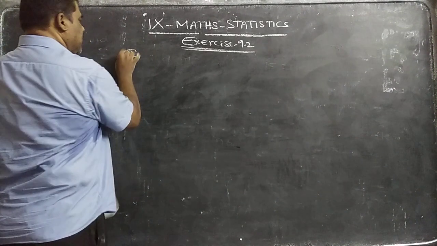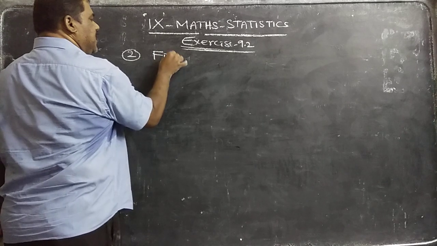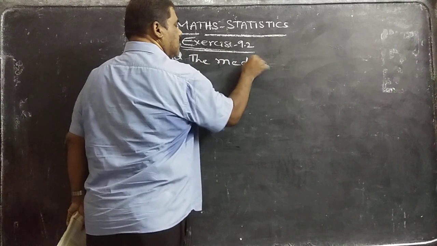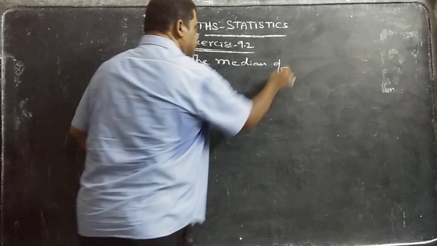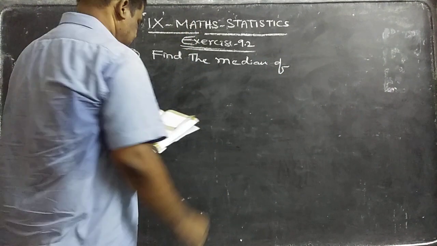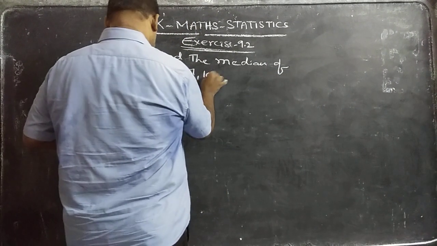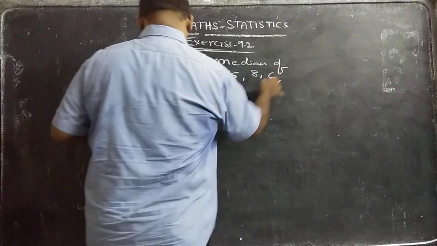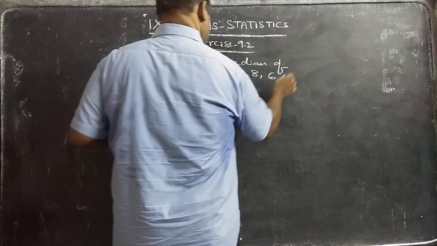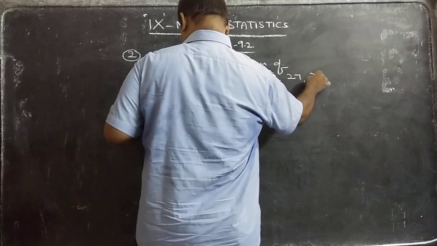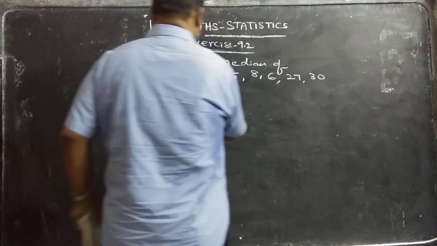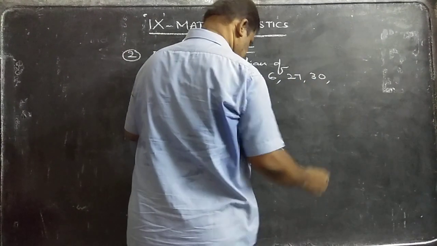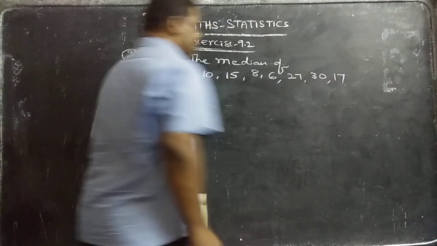Right, next example. Find the median of 7, 10, 15, 8, 6, 27, 30, 17.